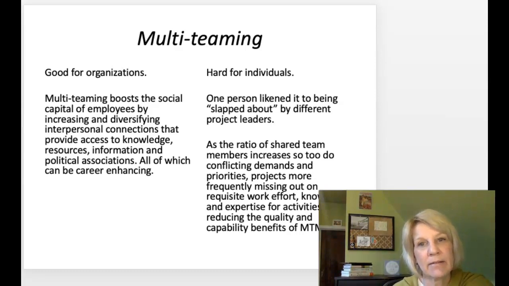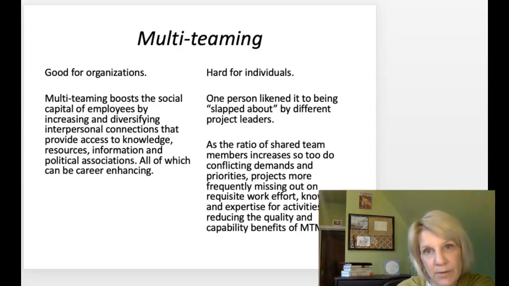But I think for the most part, multiple teaming is quite hard on individuals. It can be exciting and motivating to have changes of projects so that work doesn't feel repetitive, that in very specialized, narrow focused organizations, you might feel very limited in your career potential and your own personal development. So there are those benefits, but people feel kind of slapped about by different project leaders.